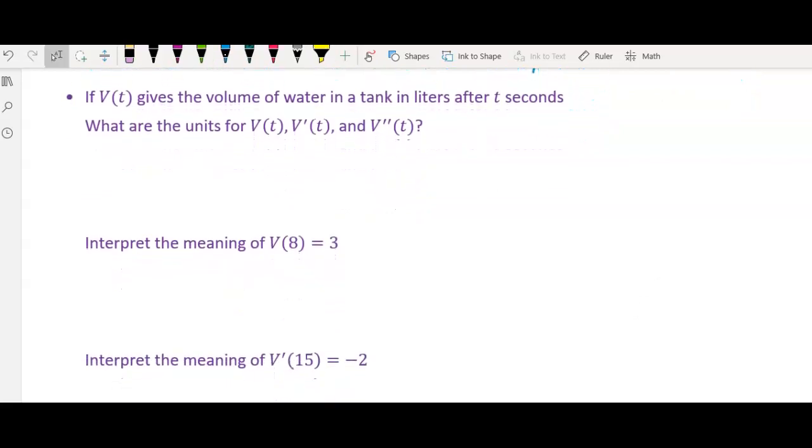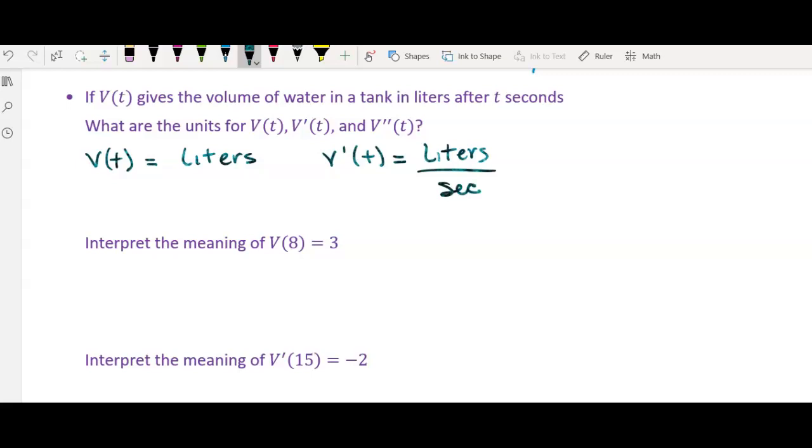V of t is the volume of water in a tank in liters after t seconds. What are the units for V of t? V of t measures the volume in liters. V prime of t will be liters per second, and V double prime of t will be liters per second squared.